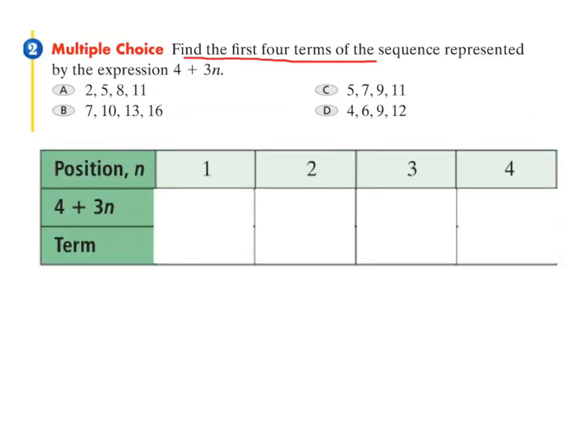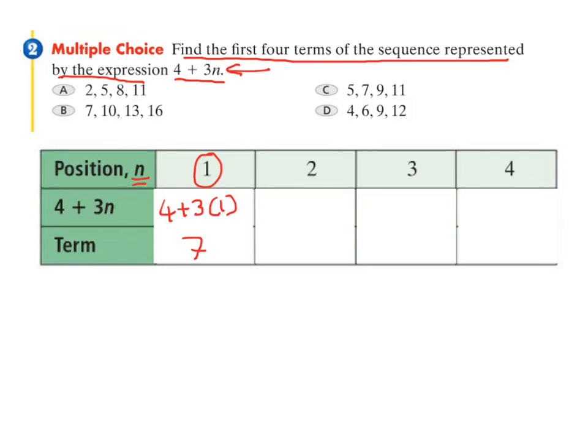Find the first 4 terms of the sequence represented by the expression 4 plus 3n. So the expression is 4 plus 3n. And what does n mean? n stands for the term's position, whether it's the first term, second term, third term. So let's form a table for better understanding. Position n, first term. So what is the value of n? 1. So 4 plus 3 times 1, and that is going to be 7. So the first term is 7.